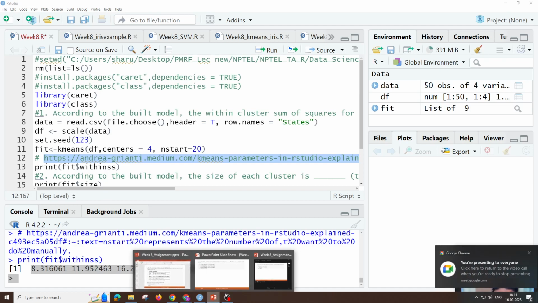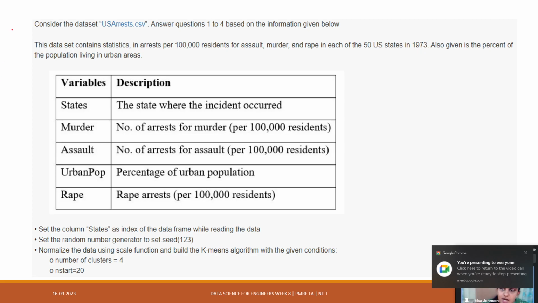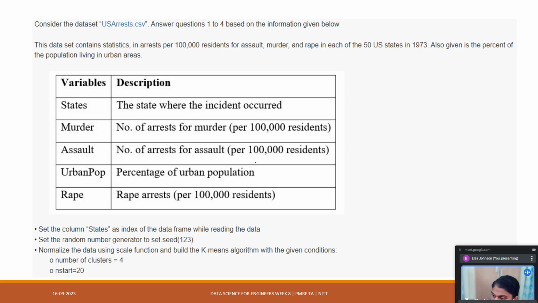So the data given to us is usrs.csv. The variables and description are given. The variables are state, murder, assault, urban population and rape, and the description is where the incident occurred, the number of arrests for murder, the number of arrests for assault, the percentage of urban population there, and the rape arrests. All this is per 100,000 residents.